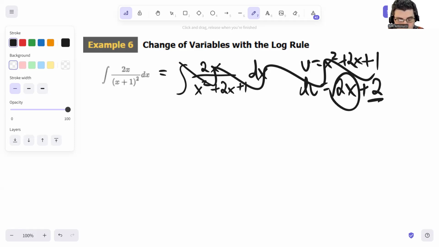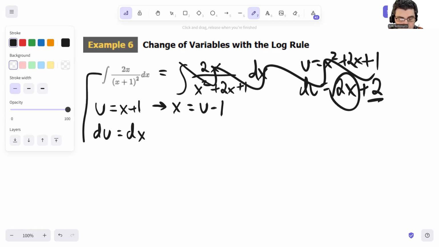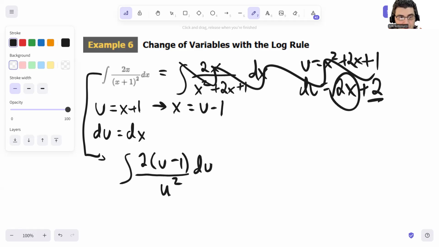What we do want to do, however, is let u equal x plus 1. If u is x plus 1, then x is u minus 1. You just solve that equation for x. And in either case, du equals dx. So the integral becomes the integral of 2 times u minus 1, 2 times x, over u squared du. Now, the nice thing about this is you can factor that 2 out and split apart the subtraction into u over u squared minus 1 over u squared.